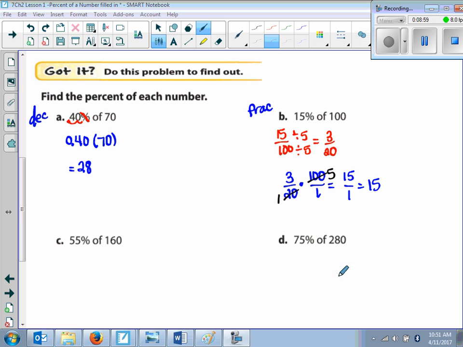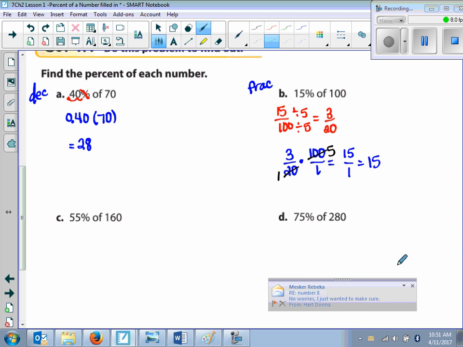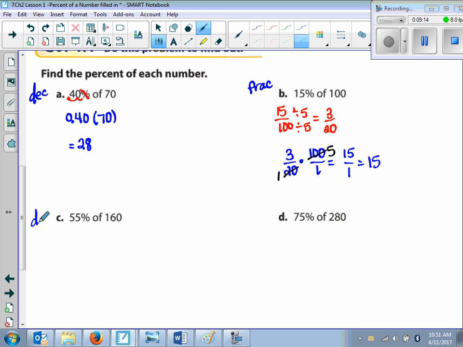All right, so we're going to do example C and D, and we want to find the percent of each number. So for the first one, let's change the first one to a decimal. Let's do decimal and fraction. Okay, so once again, the first thing we want to do is change the percent to a decimal, right? So we're going to change the percent to a decimal by moving the decimal two places to the left and taking away our percent sign. Okay, so that's going to give me 0.55. Is everybody clear?